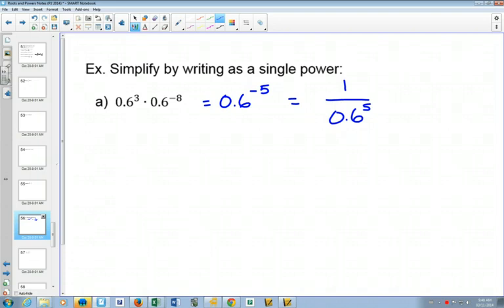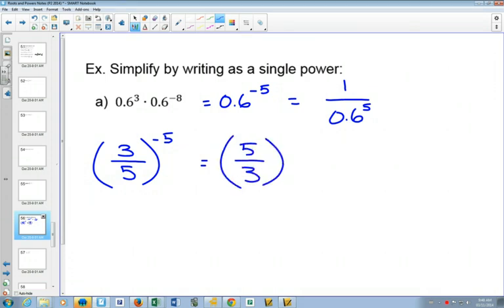Could you see that on a multiple choice, can you change 0.6 to a fraction? It's 3 over 5. So another way this might show up is 3 over 5 to the negative 5. That's another equivalent expression. And this negative 5 could be the same as 5 over 3 to the positive 5.